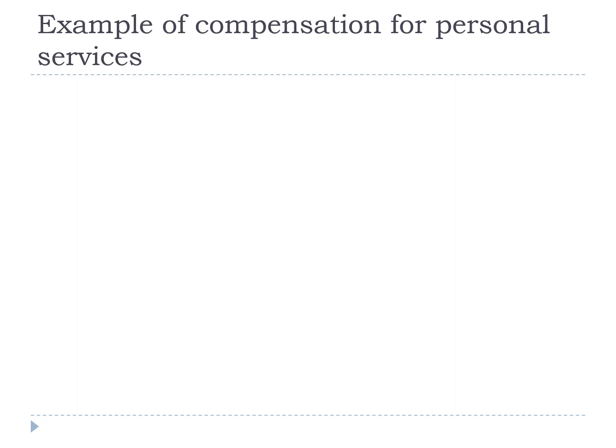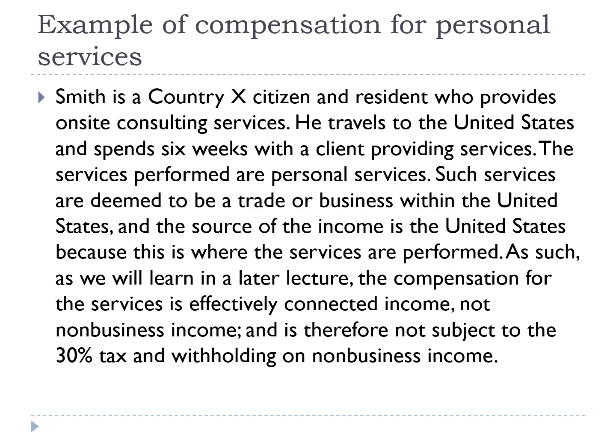Here's an example of compensation for personal services. Smith is a Country X citizen and resident who provides on-site consulting services. He travels to the United States and spends 6 weeks with a client providing services. The services performed are personal services. Such services are deemed to be a trade or business within the United States. And the source of the income is United States because this is where the services are performed.